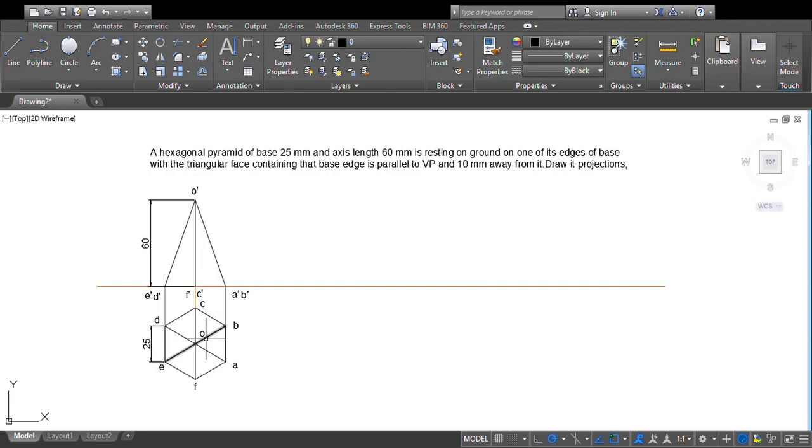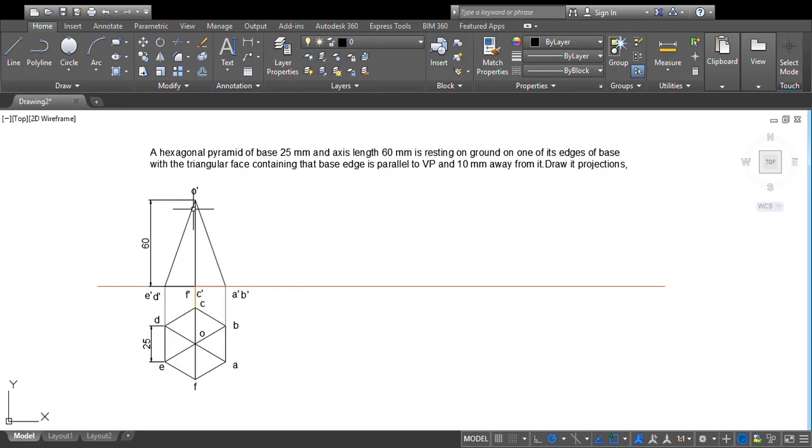Now project all these points, B, C, D and the apex, to this line. Then you can mark the height of the object, which is 60 mm, and you get the point O dash also. Now you have projected all these points, so you can get that triangle as the front view. After drawing the front view and top view, you name these points A, B, C, D, E, F, and in the front view A dash, B dash, F dash, C dash, E dash, D dash.